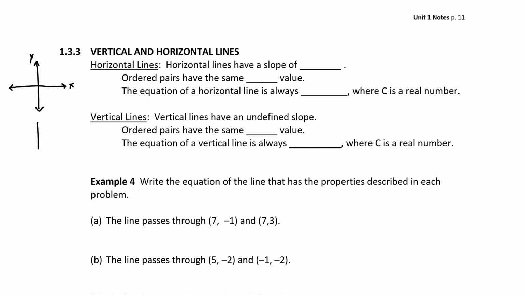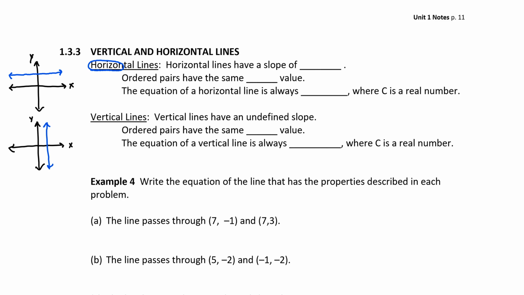I'm going to set up my axes. X is always horizontal and Y is vertical. A horizontal line looks something like this. It moves left and right, and a vertical line goes up and down. You can remember this by thinking about when you look out on the horizon at the sunset. The horizon is flat. It moves left and right. Vertical lines move up and down.